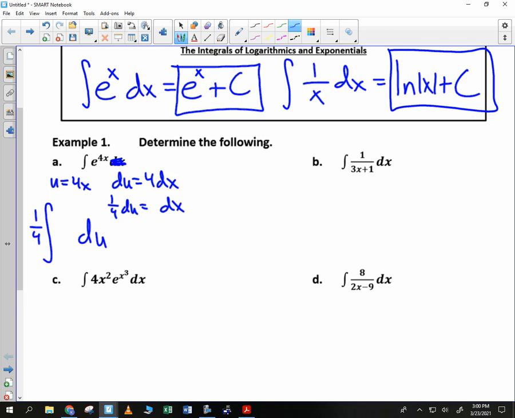What remains? I have e, and u takes the place of the 4x. So 1/4 integral e to the u du. The antiderivative is, in fact, e to the u, or e to the 4x. Attach the 1/4 on front, and a plus c, and that is that.